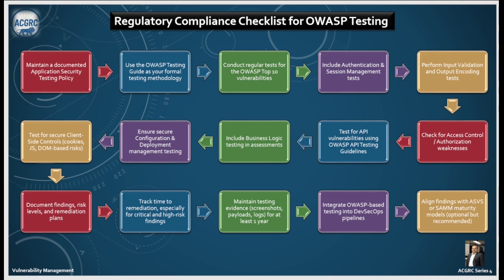Let's start off with a sequence. This could be a flow that you can use, or you can use this as a reference and build your own checklist. But this could be a good start point, I hope. So maintain a documented application security testing policy. Then move to use the OWASP testing guide as your formal testing methodology. Conduct regular tests for the OWASP Top 10 vulnerabilities.